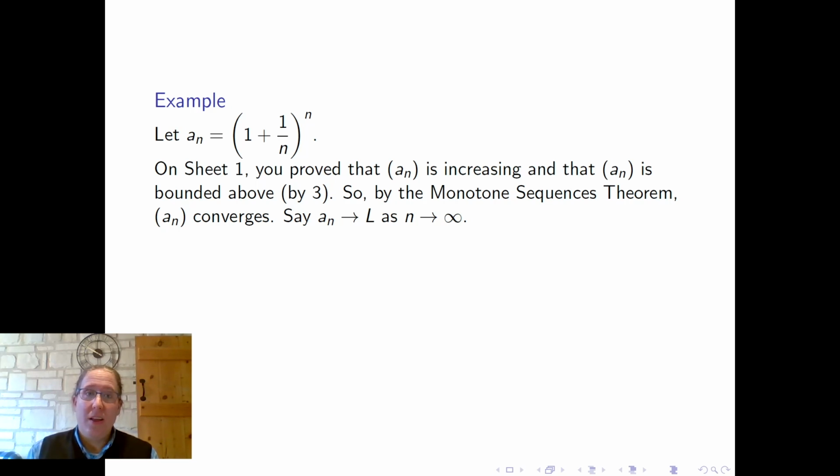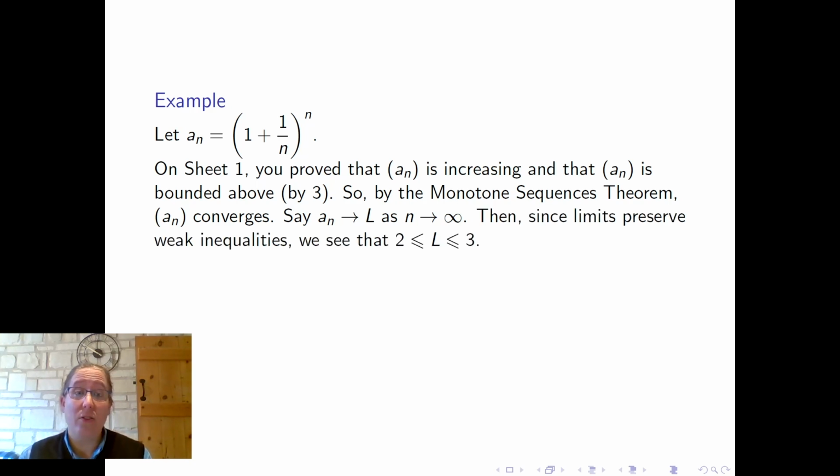Well, we know that A n is greater than or equal to 2 because A 1 is 2 and it's increasing, and we know that it's bounded above by 3 because you proved that on the problem sheet, and we know that limits preserve weak inequalities. So we know that the limit is between 2 and 3: 2 is less than or equal to L is less than or equal to 3.